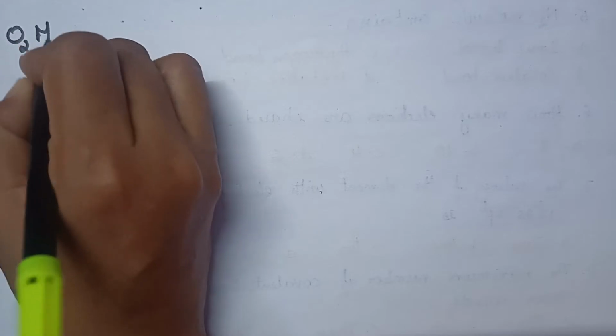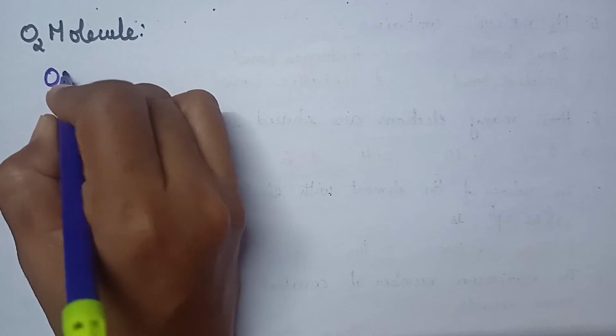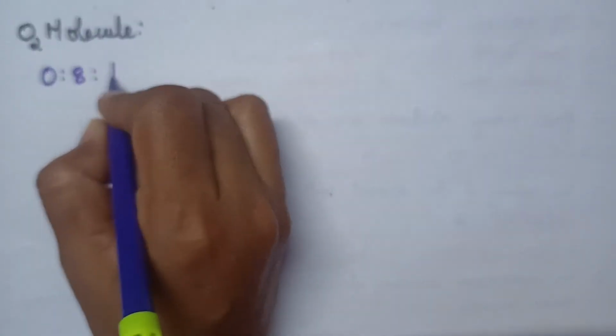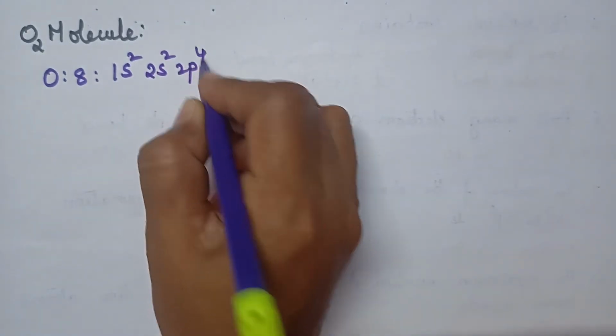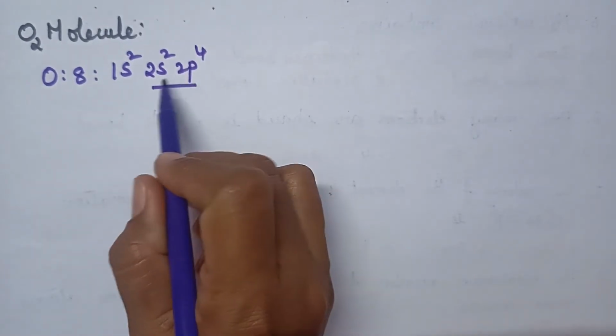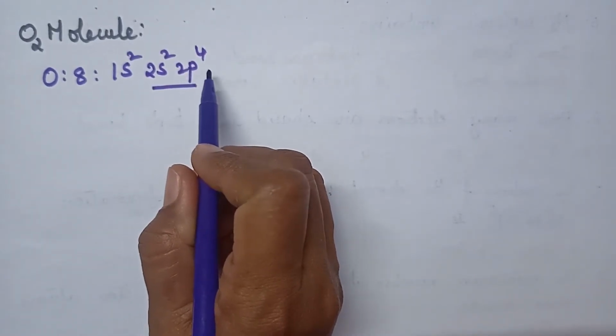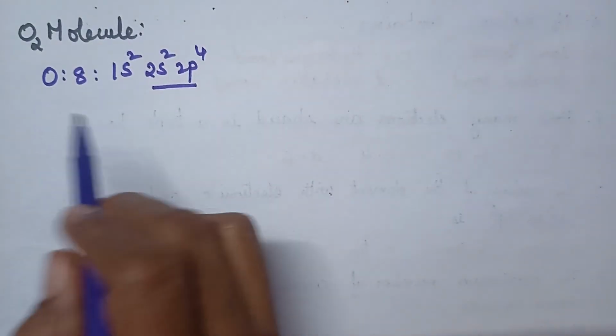Let us see the formation of O2 molecule. So, what is the atomic number of oxygen, students? Its atomic number is 8 and the configuration is 1s2, 2s2, 2p4. And remember, students, only the electrons present in the outermost orbit participate in chemical bond formation. So, 6 electrons are present in the outermost orbit of each oxygen atom.